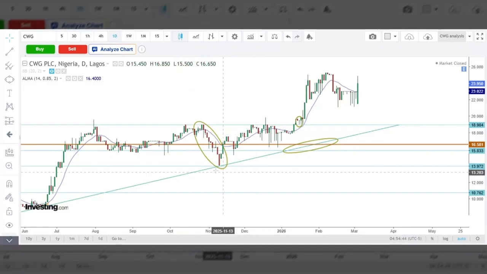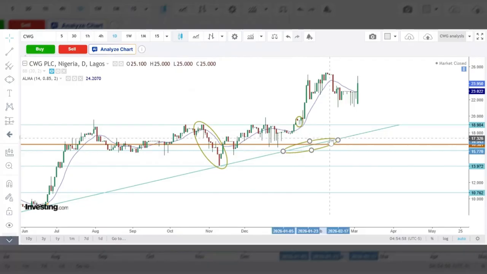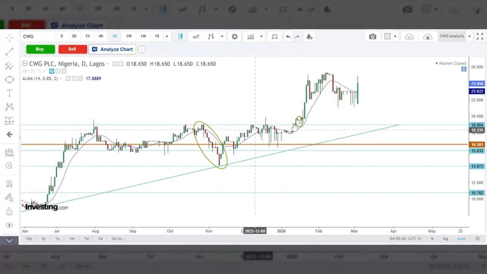So looking at this level, please don't confuse yourself with this place. This was when I did an analysis in the past. Let me just remove these circles. This was a possible entry level. So I'll just remove this circle here so you don't confuse yourself. I'll leave this one here because I'll use it for the explanation.